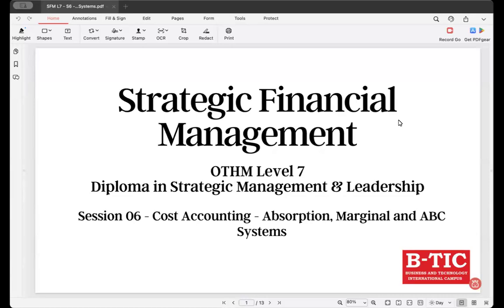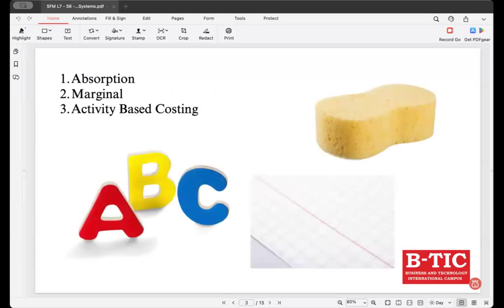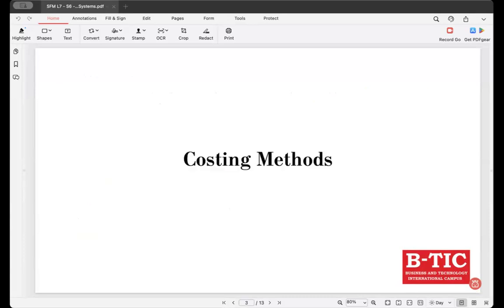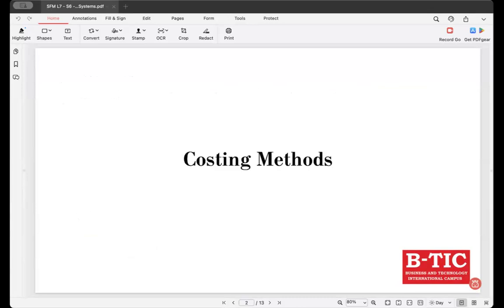Today we're going to learn about absorption, marginal, and ABC systems. First we're going to look into the costing methods. There are three types of costing methods that we will be learning, and they are the absorption costing system, marginal costing system, and activity-based costing. In the previous sessions, we've learned many categories under costing, and now we're going to learn about costing methods.